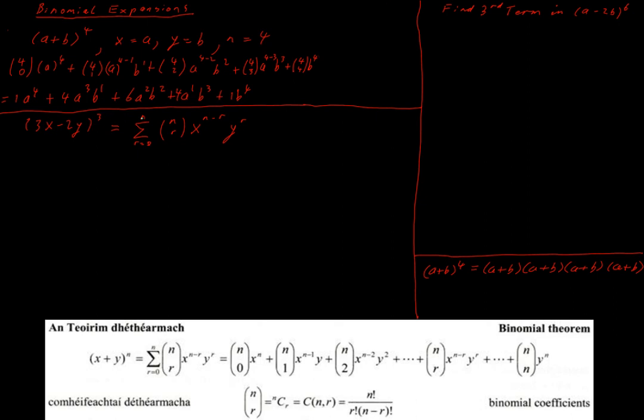Now the n is fairly straightforward, it's just the power on the bracket. The r is a number that starts at 0, and it's then going to go 1, 2, 3, 4, 5, 6, 7, up until we hit whatever the value of n is. So it starts at 0, and then is 1, and then 2, and then 3. In this case, n is 3, so we would stop at 3. But that's what our term means.